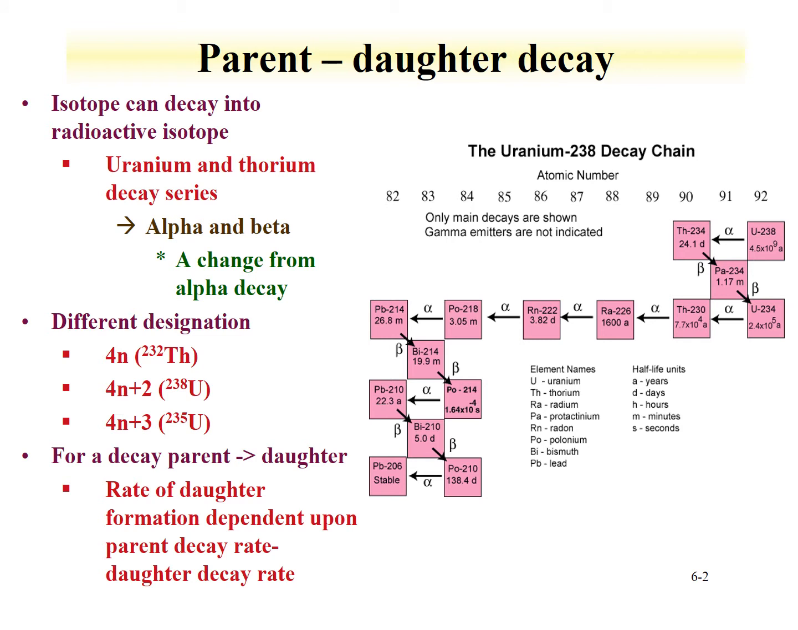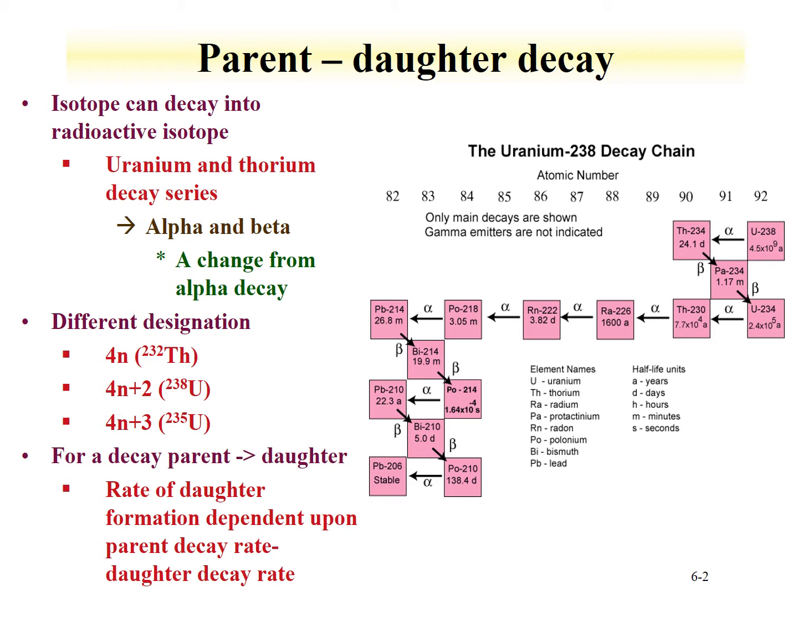A common utilization of the equations we discuss would be describing parent-daughter decay. Here we have an example of a decay chain, the uranium-238 decay chain, in which uranium-238 goes through decays, either alpha or beta, and winds up going all the way to lead-206.